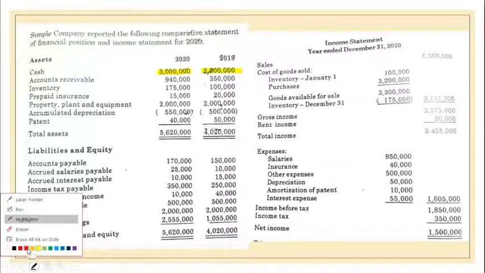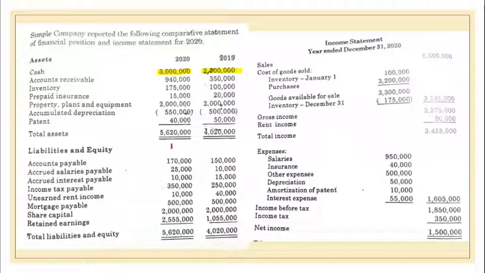Now, take note, your direct method shows in detail or itemizes your cash receipts and cash disbursements. So, let's first try to identify unsa ang mga items that are applicable to your cash receipts or cash disbursements. So, when we talk about cash receipts, di ba, of course, we have your sales.